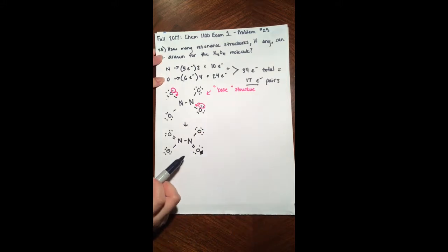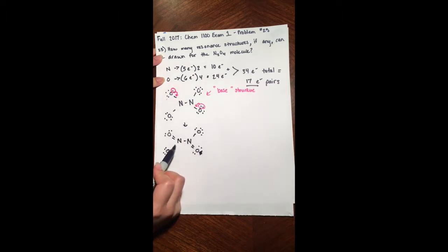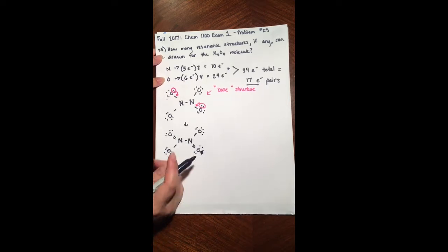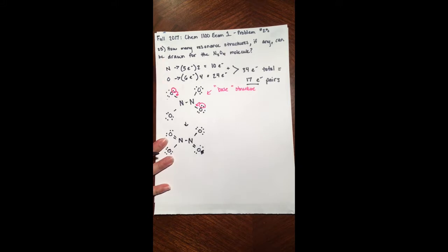There we go. So now if you look, each atom has a complete octet because this oxygen has 1, 2, 3, 4 pairs of electrons, and the same for the others, and the nitrogen has 4 pairs of electrons. So now they're all happy, they all have a complete octet.